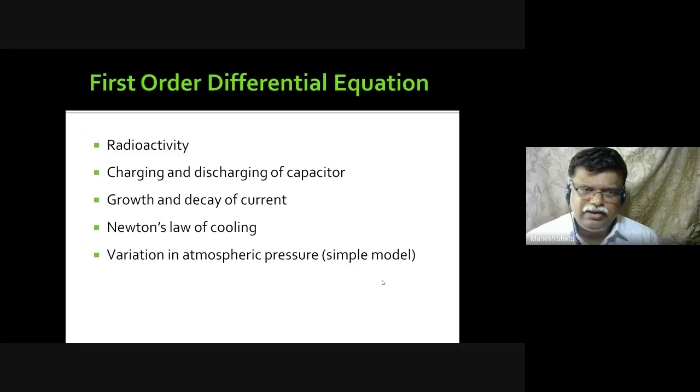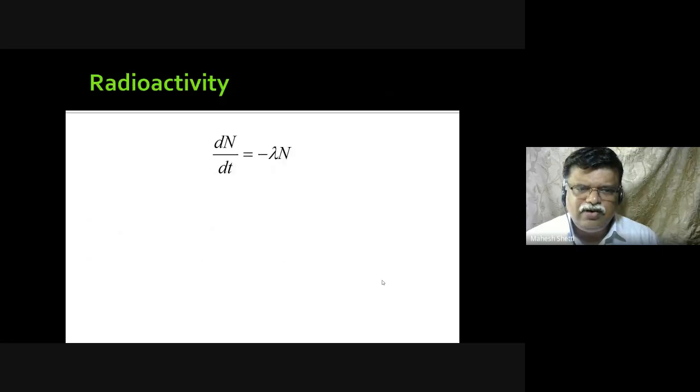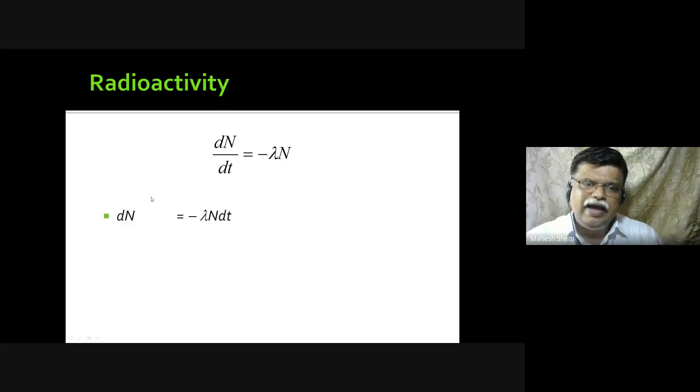Okay, so let us start talking about the first case. Let's take this example of radioactivity. We have taken a very simple differential equation, dN by dt equal to minus lambda N. We convert this into a difference equation. So in our case, this dN will actually become delta N, because it is going to be a finite difference.